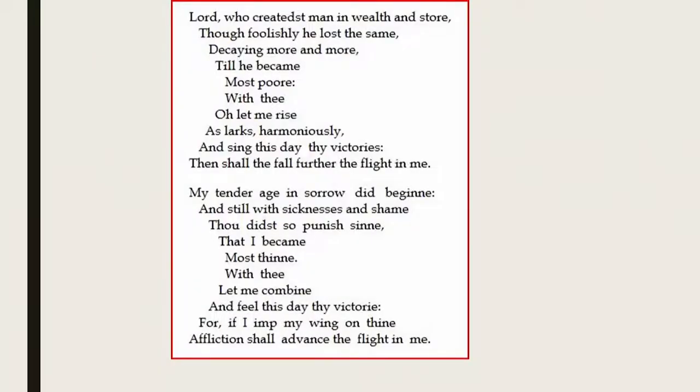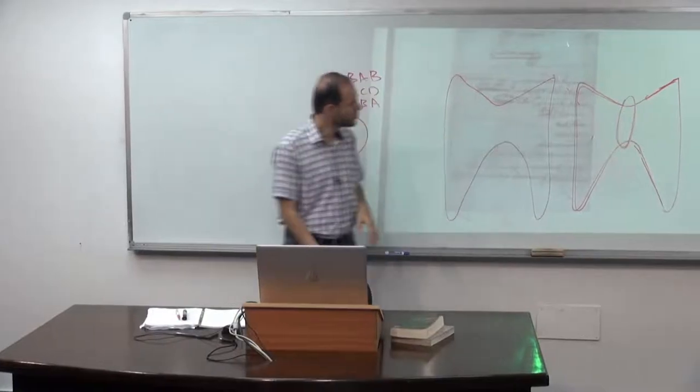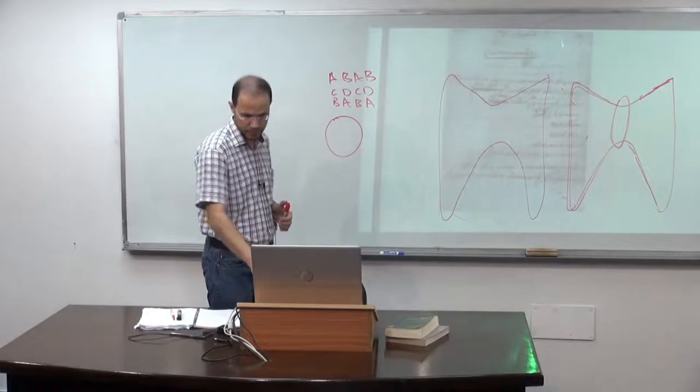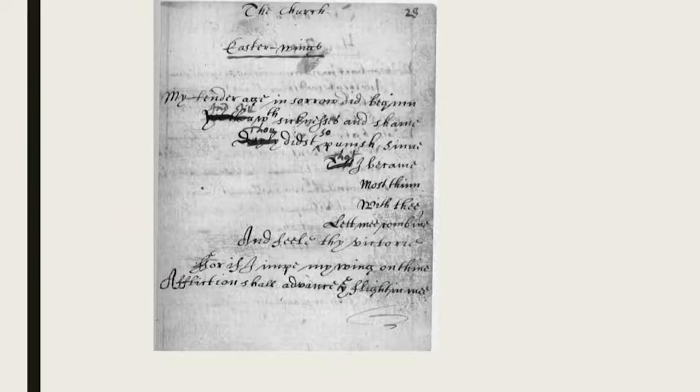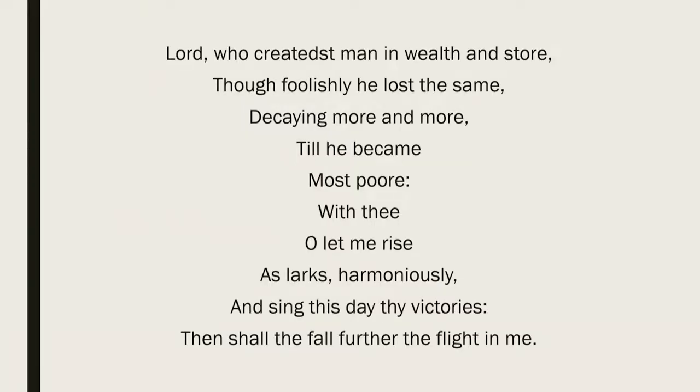Okay, so this is how it looks in the book, the poem. And this is one of the early manuscripts. Looks a bit like a bird. So what's going on here? This is stanza number one, two short stanzas. Can someone read, please?